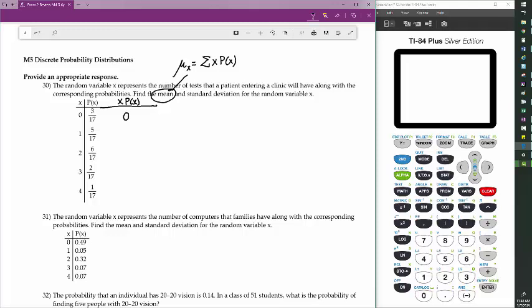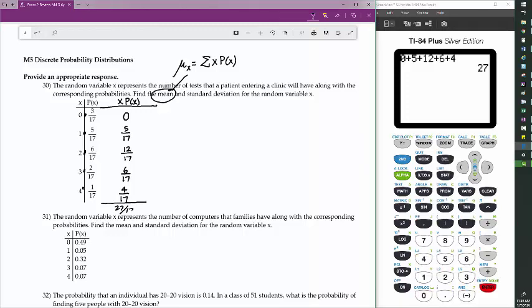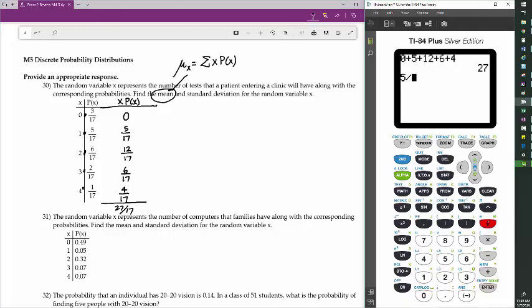0 times 3/17 is 0, 1 times 5/17 is 5/17, 2 times 6/17 is 12/17, then 6/17, and 4/17. So that comes from just multiplying these two guys together, and then we'd have to add them together. So definitely would need a calculator for that. 0 plus 5 and 12 and 6 and 4, which I can do to be lazy because we have one common denominator of 17. But if you wanted to, you could just add the full fractions.